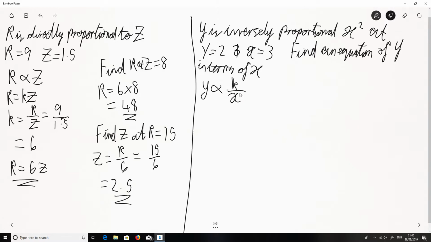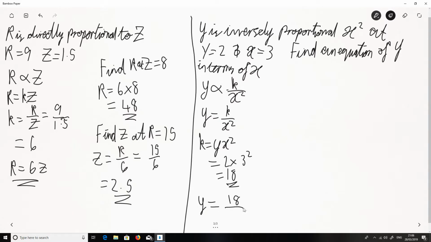So we say y is equal to k over x squared. So k equals yx squared, which equals 2 times 3 squared, which equals 18. So if we write out what our equation is, it's y is equal to 18 over x squared. So that's our final equation for y.